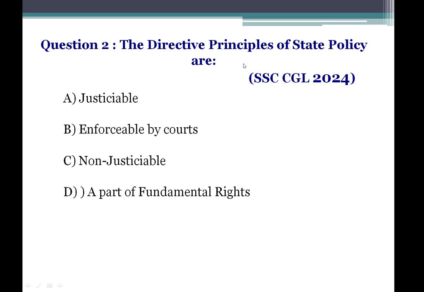The directive principles of state policy are justiciable, enforceable by courts, non-justiciable, or a part of fundamental rights. So basically these principles are borrowed from Ireland, which further copied it from the Spanish Constitution, and these principles are non-justiciable. So the correct option is option C, that is non-justiciable.